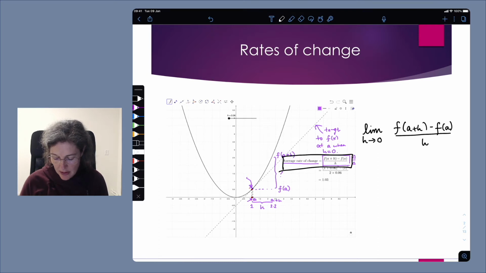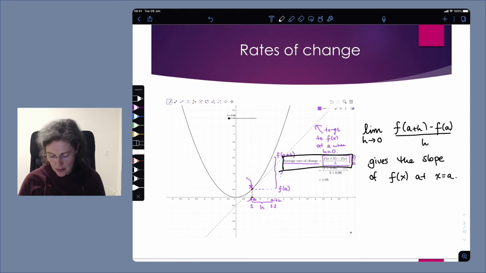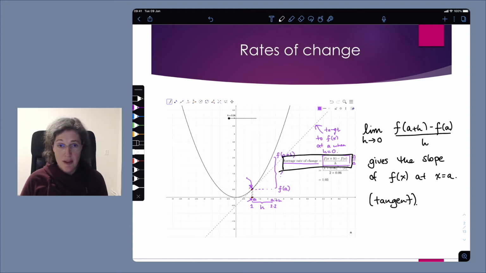So this limit gives the slope of f of x at x is equal to a. And it's really the slope of the tangent. So that's very hasty. Usually you do that in a couple of lectures.